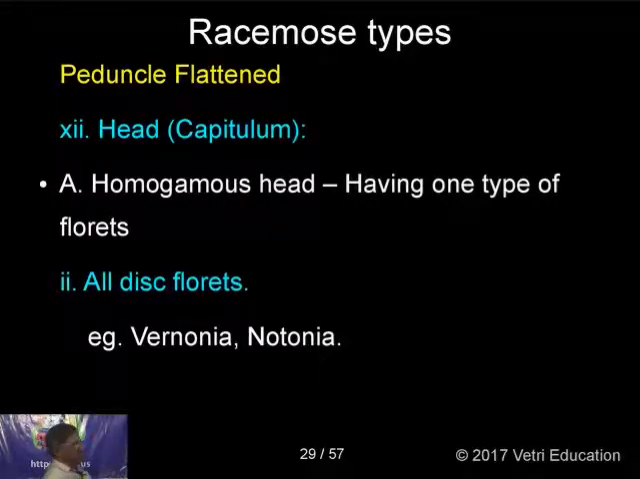Another is also a homogamous head, having one type of florets, where all are disc florets. There you can find all are ray florets, here all are disc florets. Examples: Vernonia and Notonia.